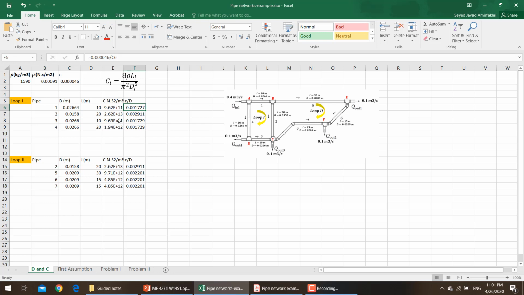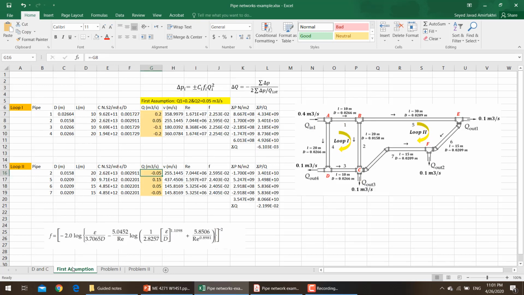Then you can make these two tables for loop 1 and loop 2, and start with the first assumption. For the first assumption, I assume that Q1 is 0.2 cubic meters per second, Q2 is 0.05 cubic meters per second, and keep in mind that Q3 and Q4 are negative. Why are they negative? Because they are in the opposite direction of the loop. Correct? So this is the loop direction, this is the flow direction. So Q3 and Q4 are negative.